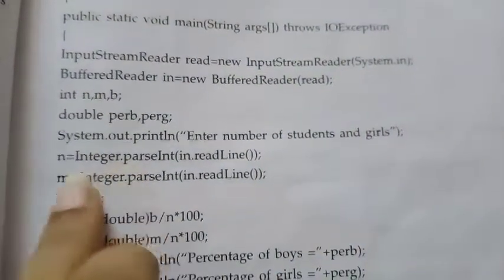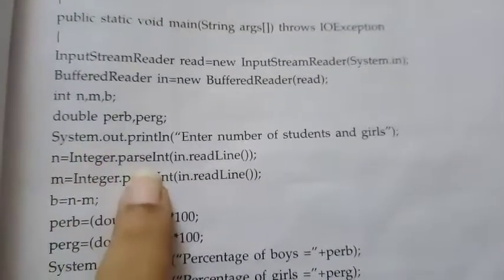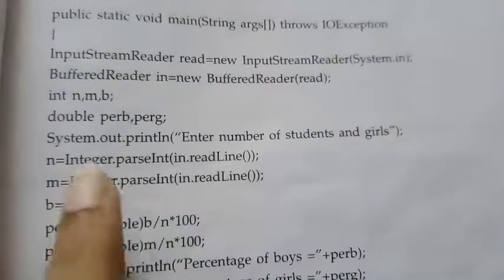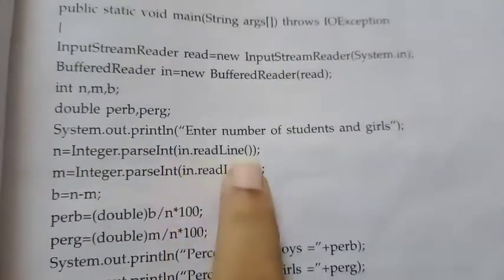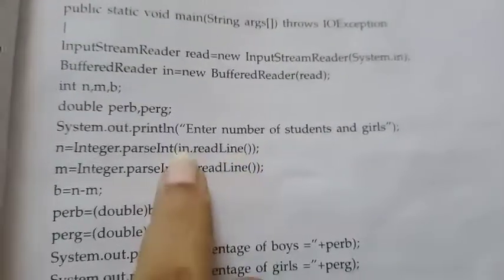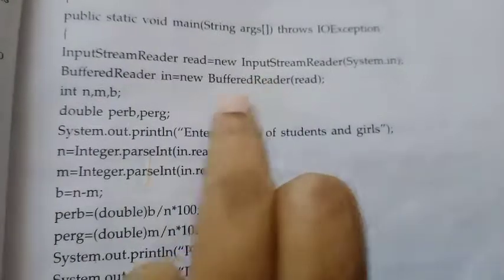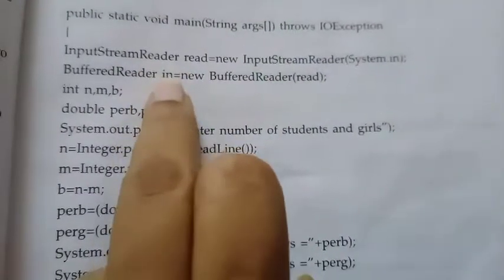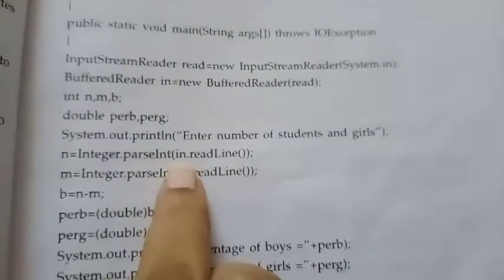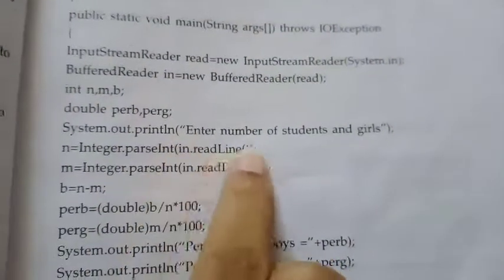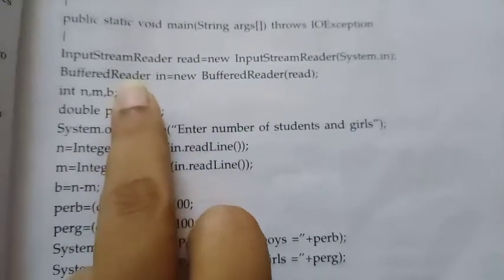Again I say, Integer is the class. If you want to convert into a double, you will have Double.parseDouble(in.readLine()). This in.readLine is a function to read the data from the buffer. This in is the object of BufferedReader, so we are using this object to call the readLine method from the BufferedReader class.